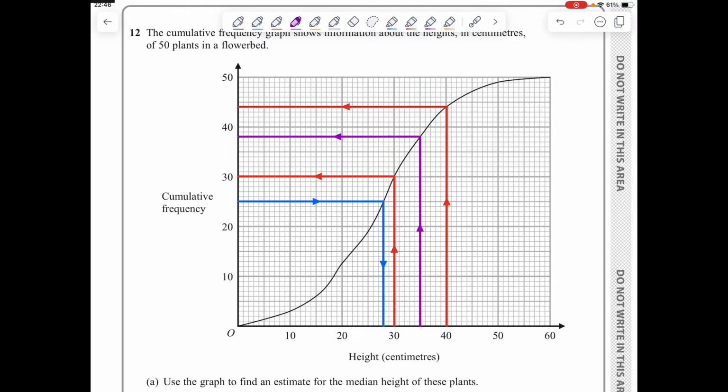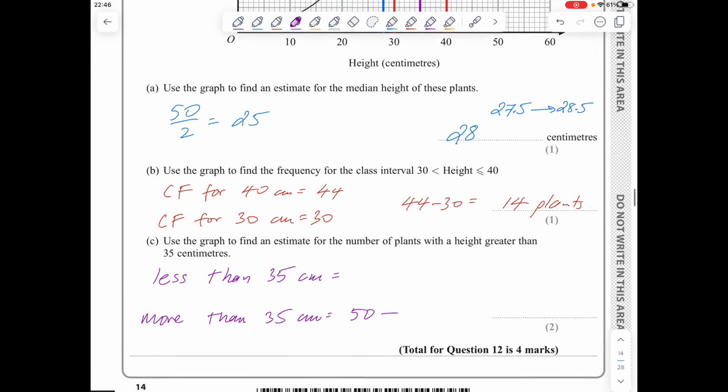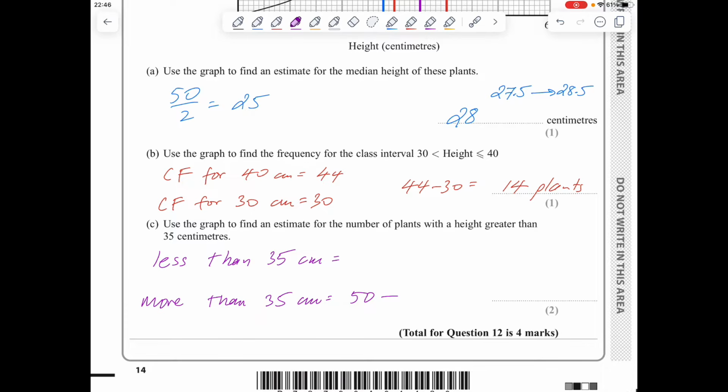The value I get from the cumulative frequency scale is 38 plants. So this is the number less than 35 centimeters, 38 plants. So more than 35 centimeters is equal to 50 minus 38, and this will give me 12 plants.